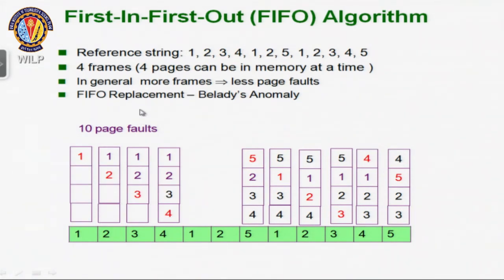So we can clearly see here that in the previous case where the number of frames available was 3, only 9 page faults occurred, but when we increase the number of frames to 4, there are 10 page faults, which is contrary to the normal belief. This was observed with the FIFO algorithm by a gentleman named Belady, and that's the reason we call this kind of thing the Belady anomaly. So we can say that FIFO usually suffers from a Belady anomaly.